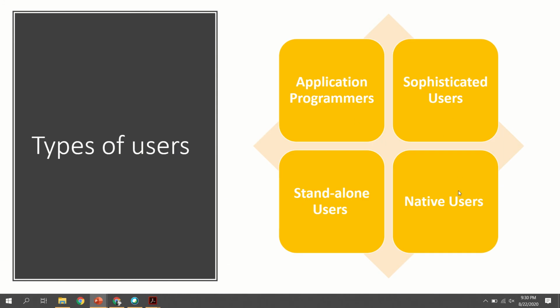So this is the main point we discussed, that we are dividing the types of users. As we see, these types of users use the database in different ways. Some are application programmers, some are database designers, some are standalone users, some are naive users. So based on their use, we can divide users into 4 major categories.